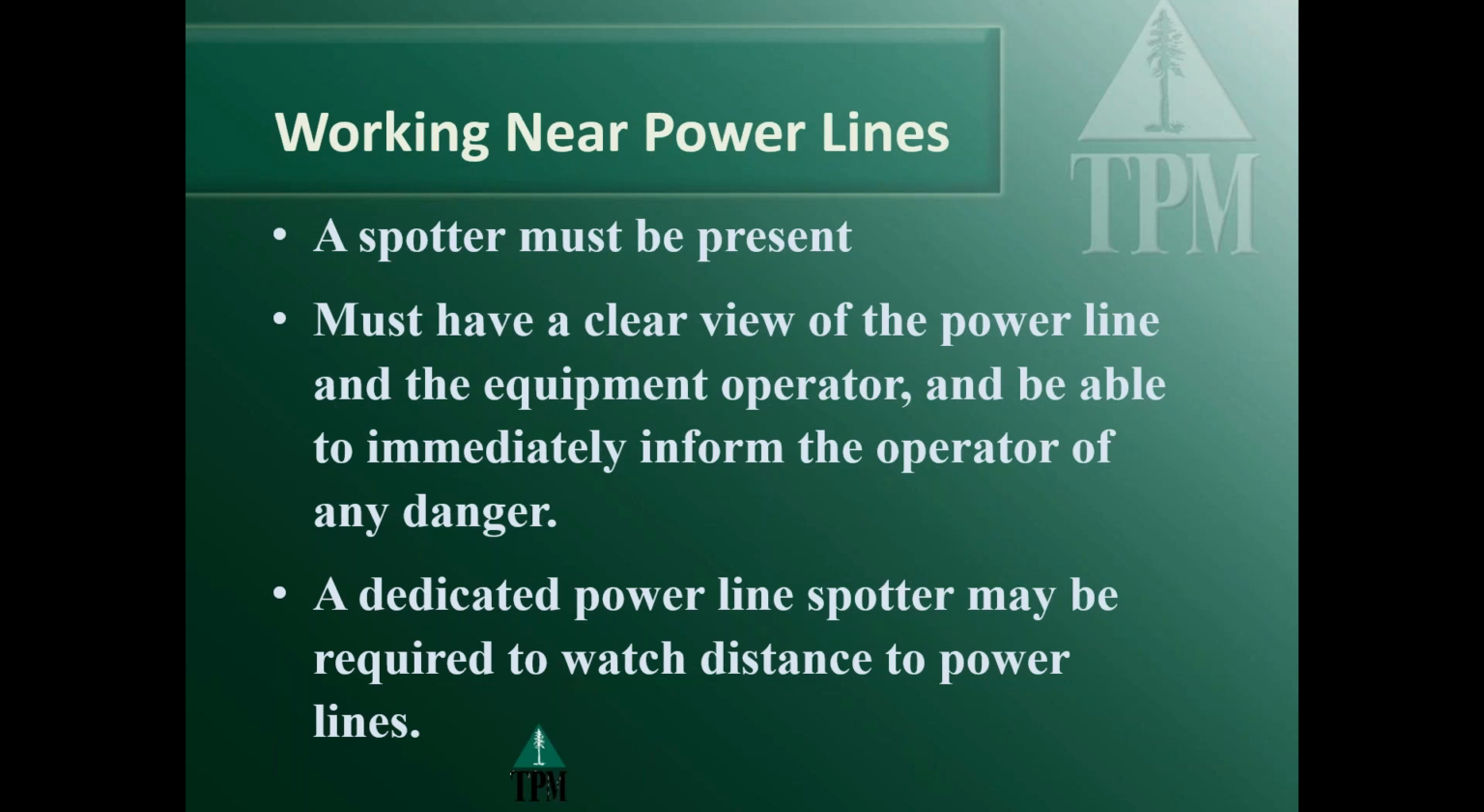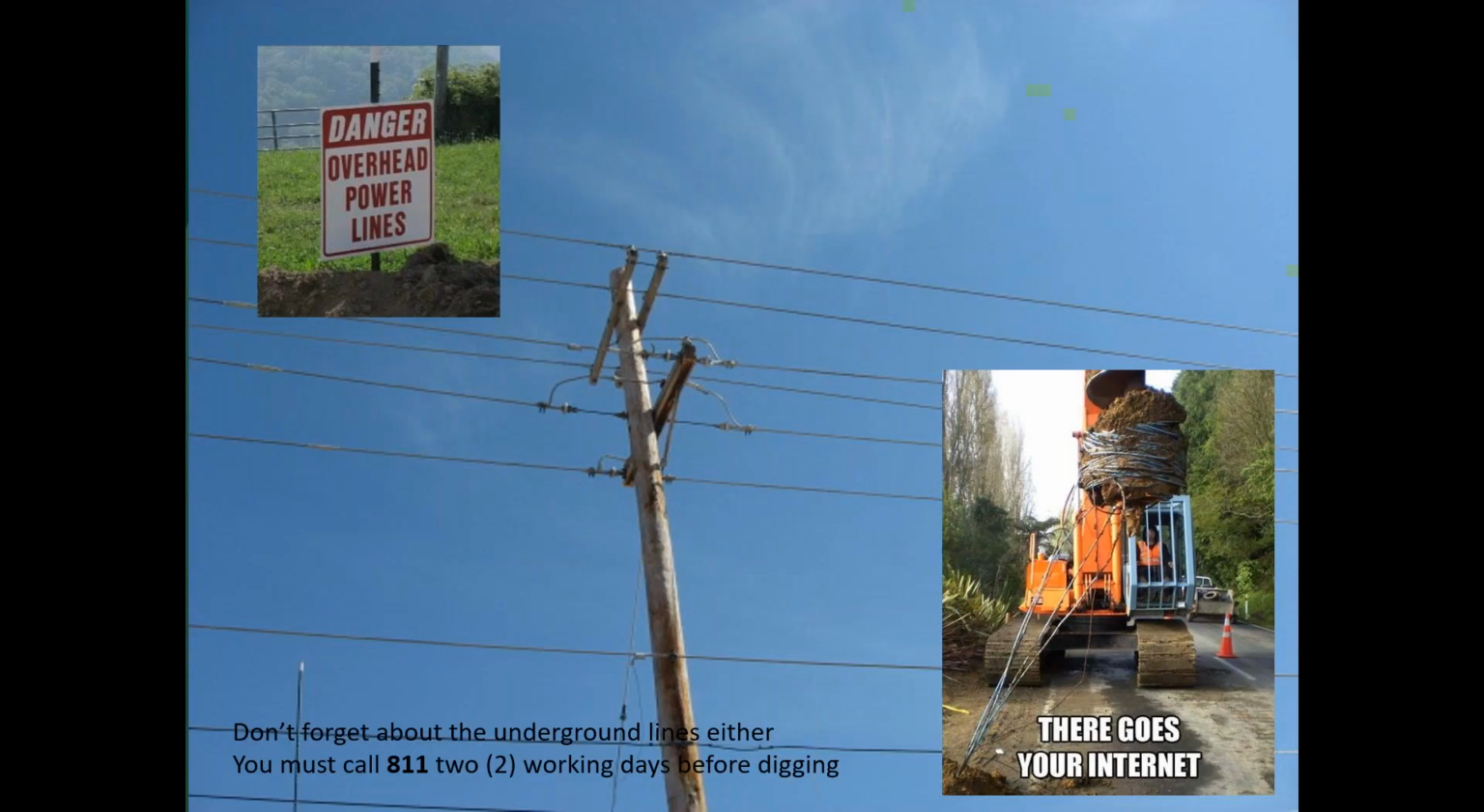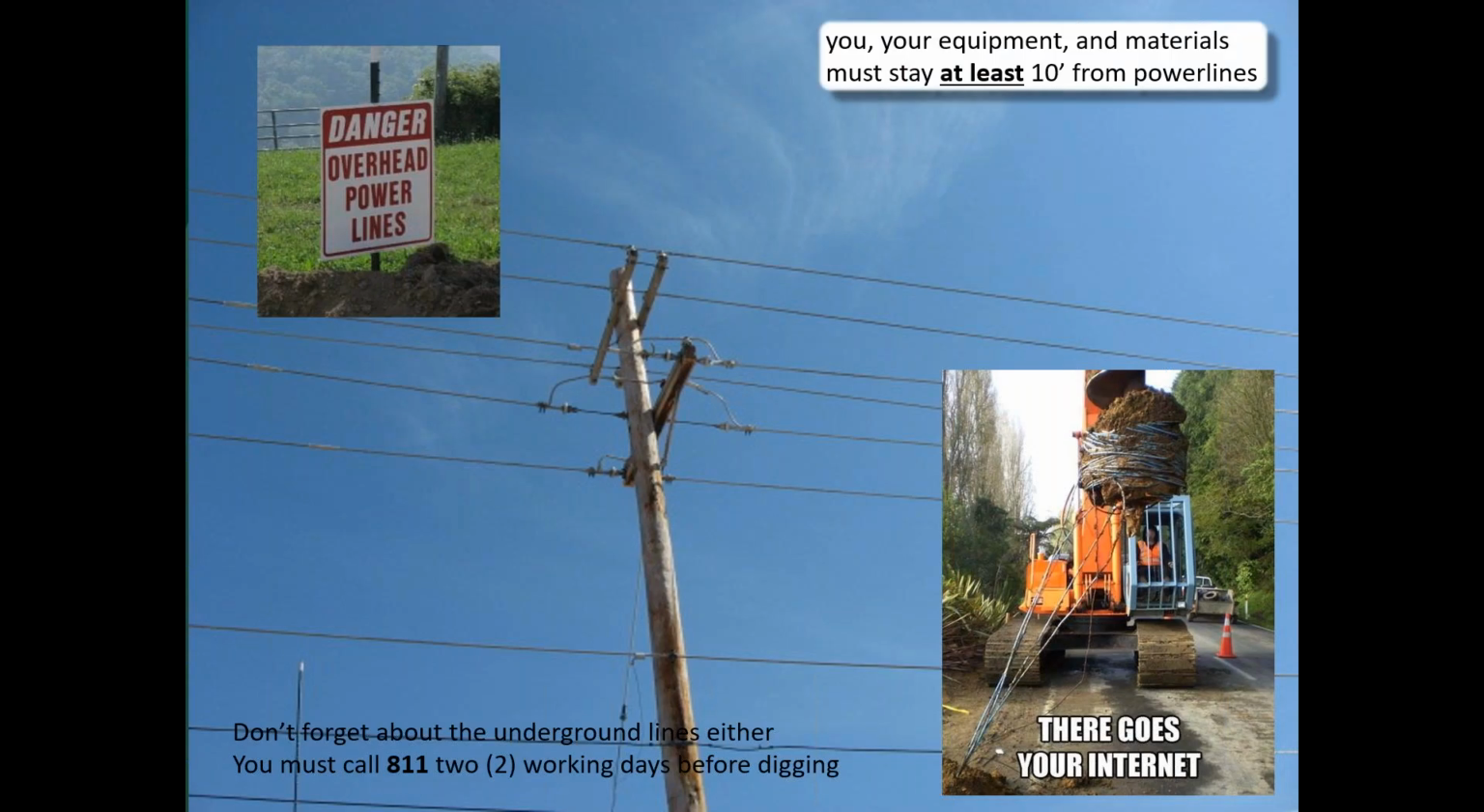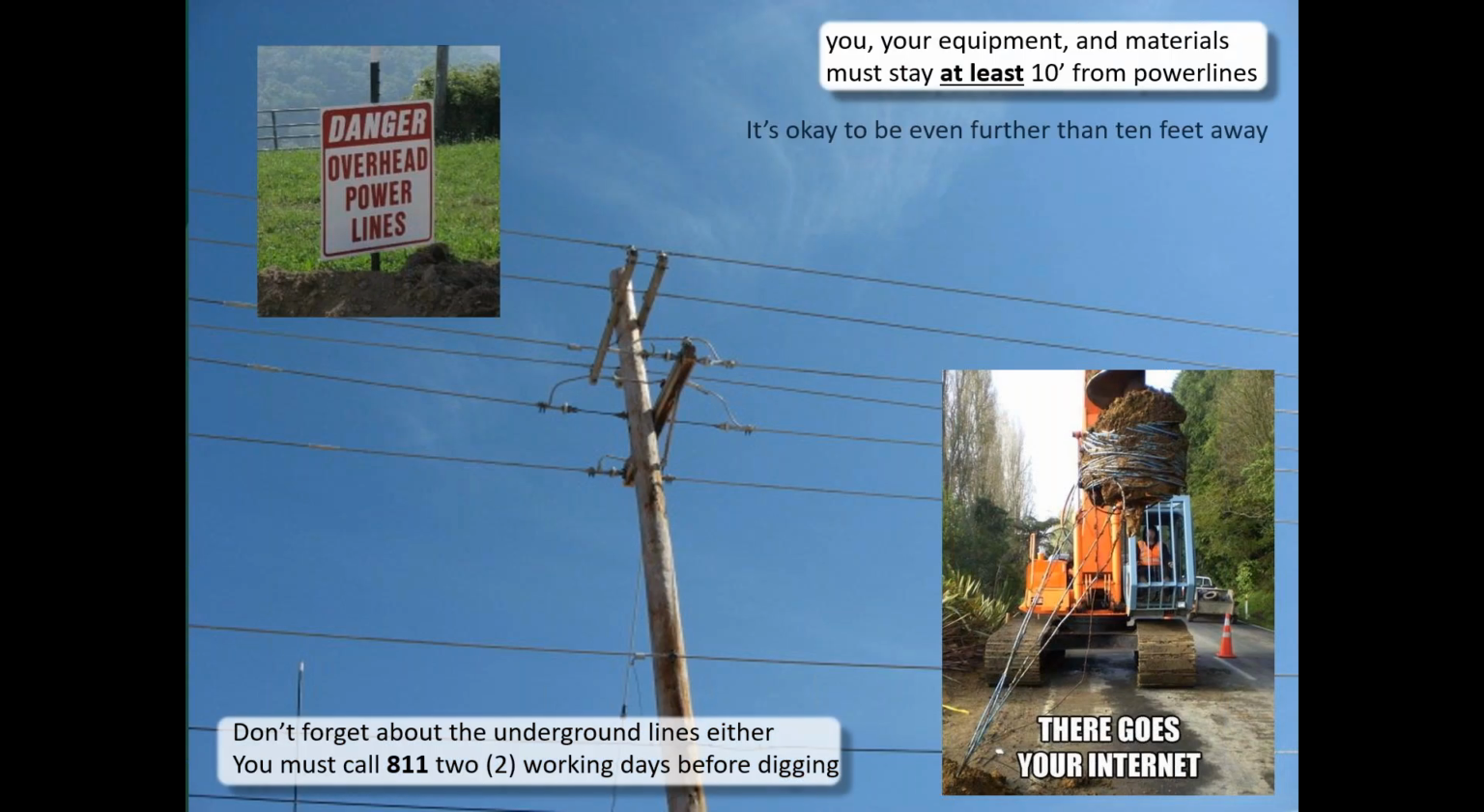And depending on the situation, you may actually be required to have a person dedicated only to just that. That's all they do, is watch the equipment and the power line the entire time you're working around it. So the regulation is you keep at least 10 feet away. It's okay to be even further than 10 feet. If you can, absolutely get as far away from those power lines as you can.